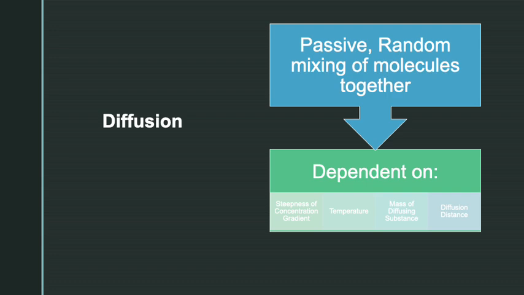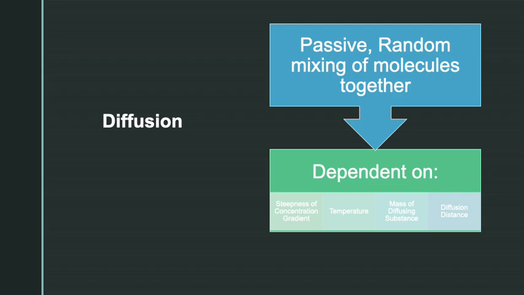Here on this slide, we're going to talk about diffusion. Diffusion is the passive random mixing of molecules together. It's going to depend on mainly that steepness of the concentration gradient. So do we have 50 particles on one side of the cell and 2 on the other? That's going to move things pretty quickly across that concentration gradient to try to make them equal. Or if we have 5 particles on one side of the cell and 6 on the other, it is going to go a lot slower because that concentration gradient's a lot closer.